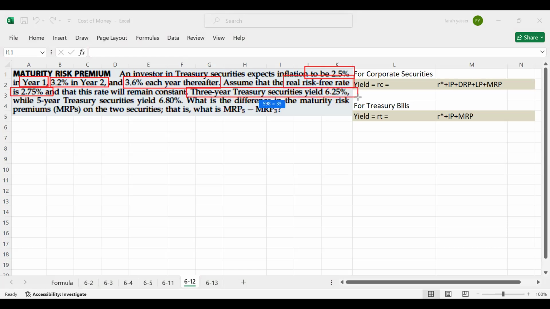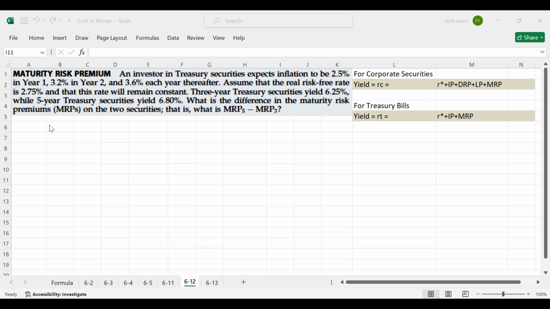3 years treasury securities RT3 is given. Then 5-year treasury securities RT5 is given. And what is the requirement? The requirement is the difference between MRP of two securities, that is MRP 5 minus MRP 3, because we have two different securities. One security is for 3 years, one security is for 5 years. So both securities have different maturity risk premium. So we will have to calculate the difference in maturity risk premium of these two.